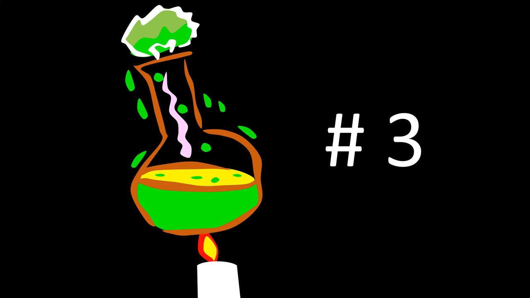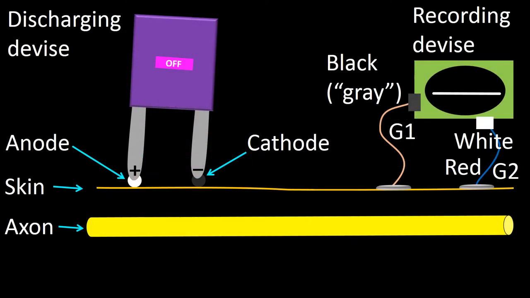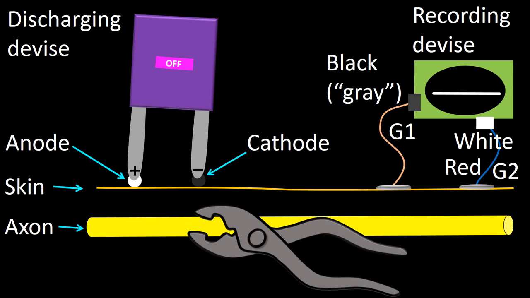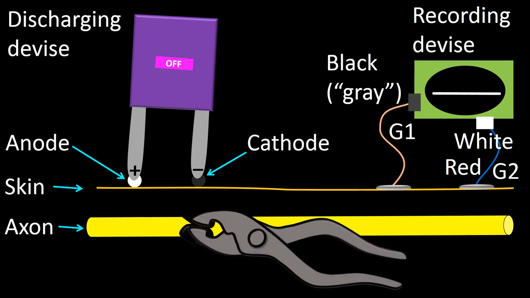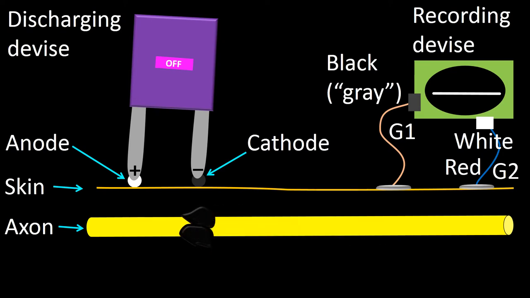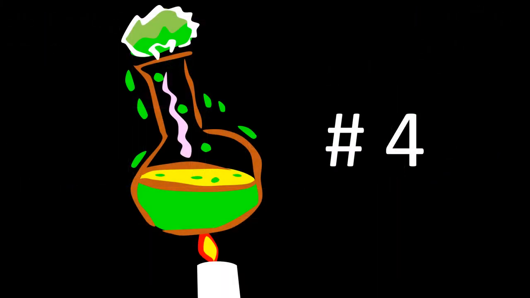Now, let's go to the third experiment. Let's go back and put the stimulator off, but instead of crushing the area under the anode, this time we will put the pliers in the area below the cathode and crush that region. Now we turn the stimulator on, as we have done in this frame, but no action potential is generated. And now I'm going to tell you about the fourth and final experiment.